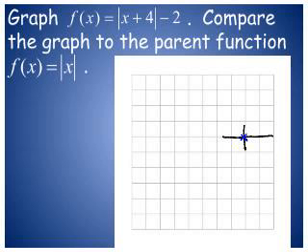The parent function, remember, has the vertex at 0, 0, a point at 1, 1, a point at 2, 2, so on and so forth. So there's kind of a sketch of my parent function. Now I'm going to take my new function and compare it to what we just looked at. So I've got f of x is equal to the absolute value of x plus 4 minus 2.